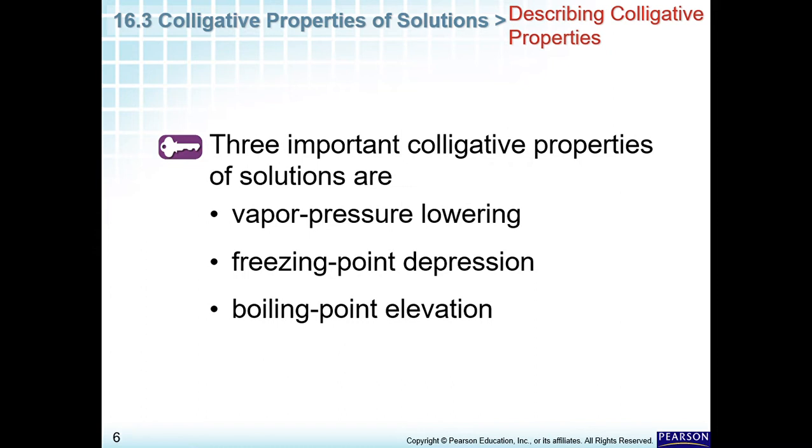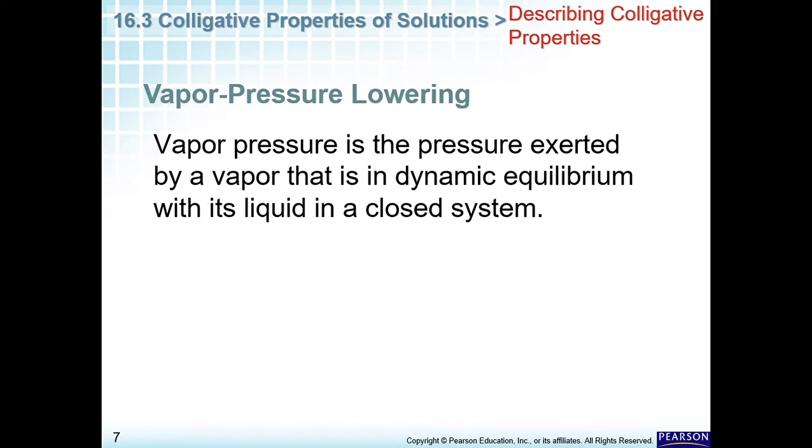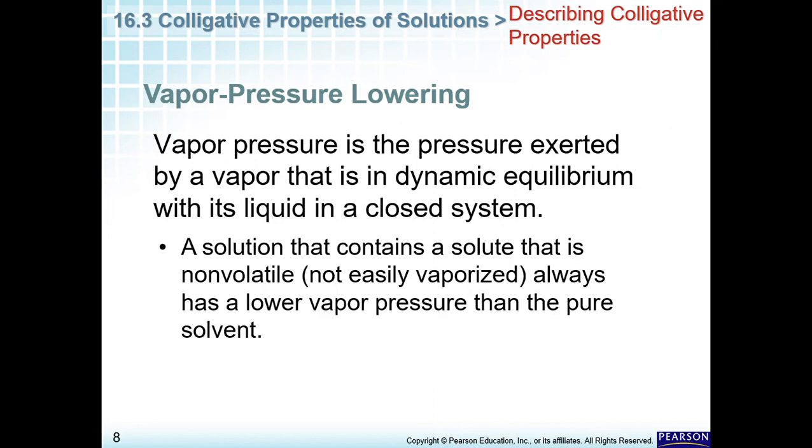Ano ba yun? Ang vapor pressure lowering: vapor pressure is the pressure exerted by a vapor that is in dynamic equilibrium with its liquid in a closed system. Example, a solution that contains a solute that is non-volatile. Non-volatile meaning not easily vaporized. It always has a lower vapor pressure than the pure solvent.